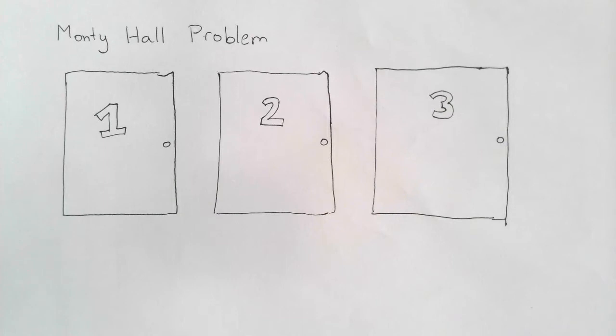Let's say you pick a door at random. Can somebody just pick a door? Any door? 2? Okay. So let's say we pick door number 2. That's our first choice.